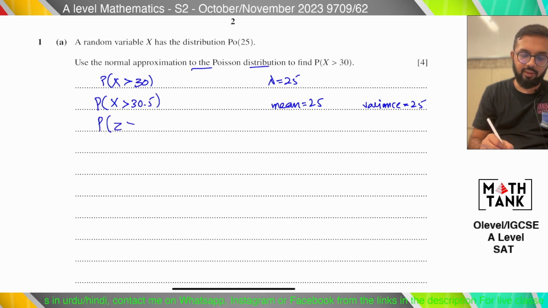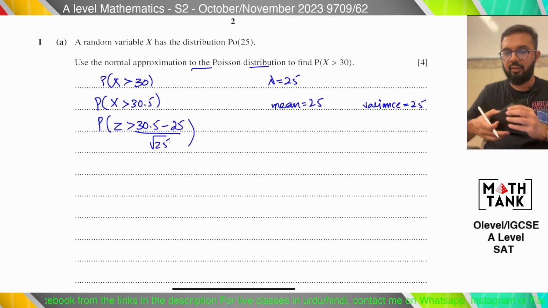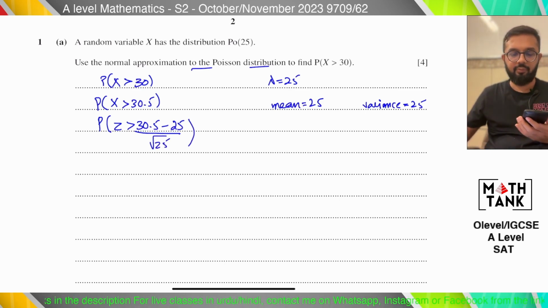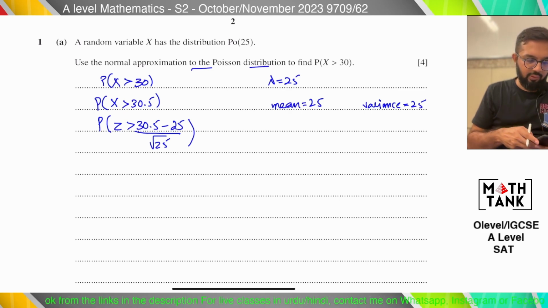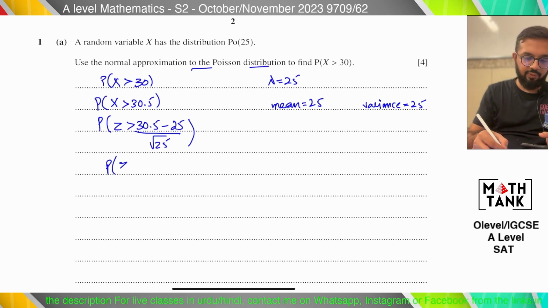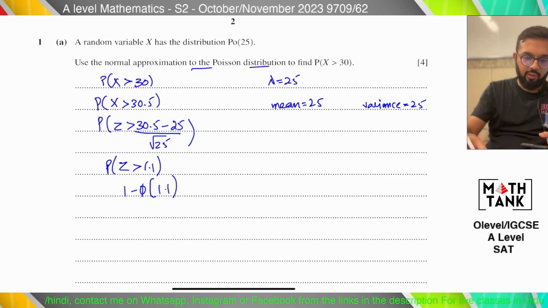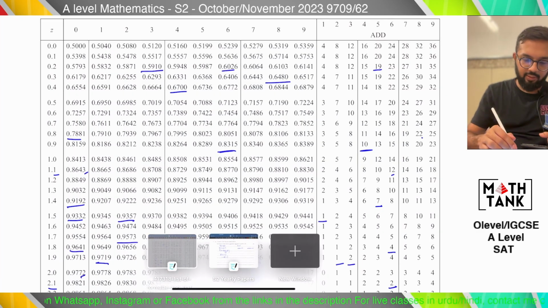You convert this to Z. Let's see what number we get. 30.5 minus 25 divided by 5. That gives me 1.1. So probability of Z greater than 1.1. 1 minus Φ(1.1). What is Φ(1.1)? Let's look at our table. It's 0.8643.